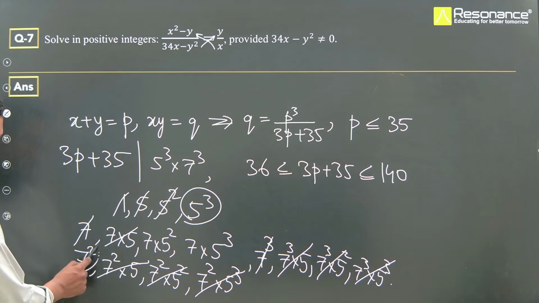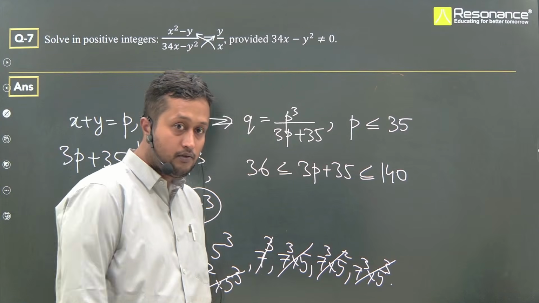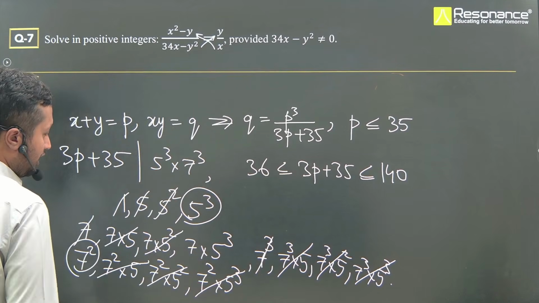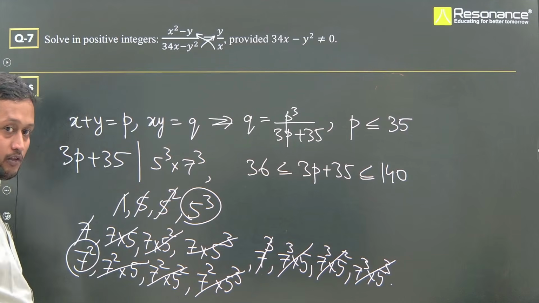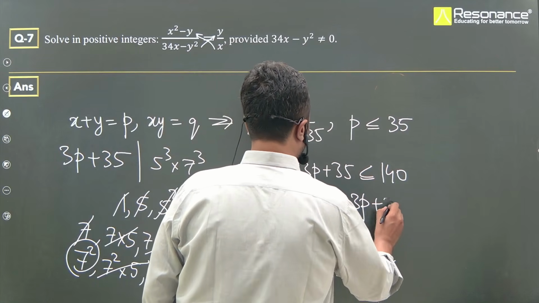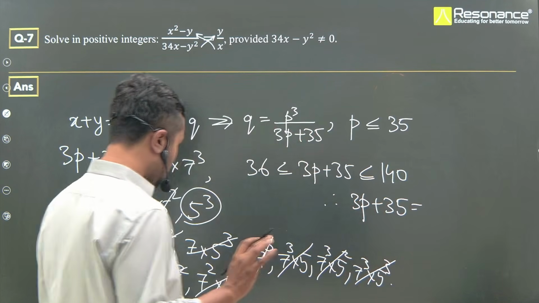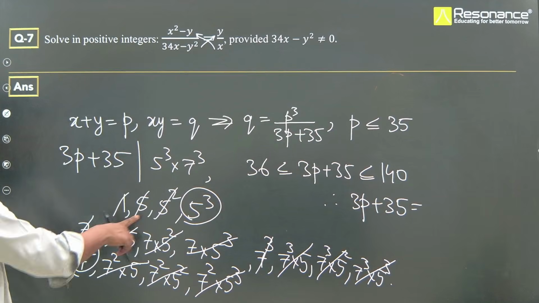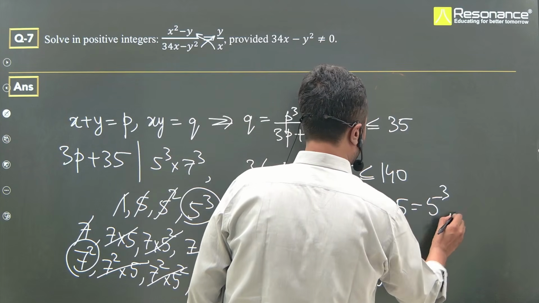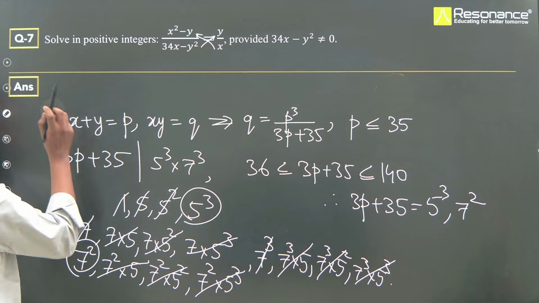Then 7 squared. That looks okay. Then 7 times 25. 6 times 25 itself is 150, so we have crossed that. So this number is not allowed. Once that is not allowed, this is also not allowed. Therefore, 3p plus 35 must be either, the only solutions that we got are 5 squared, 5 cubed, and 7 squared. So now we can also remove this.